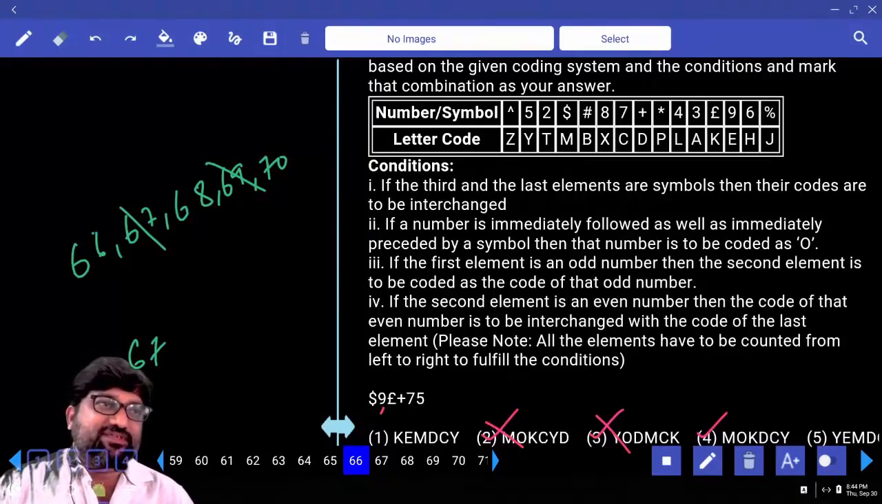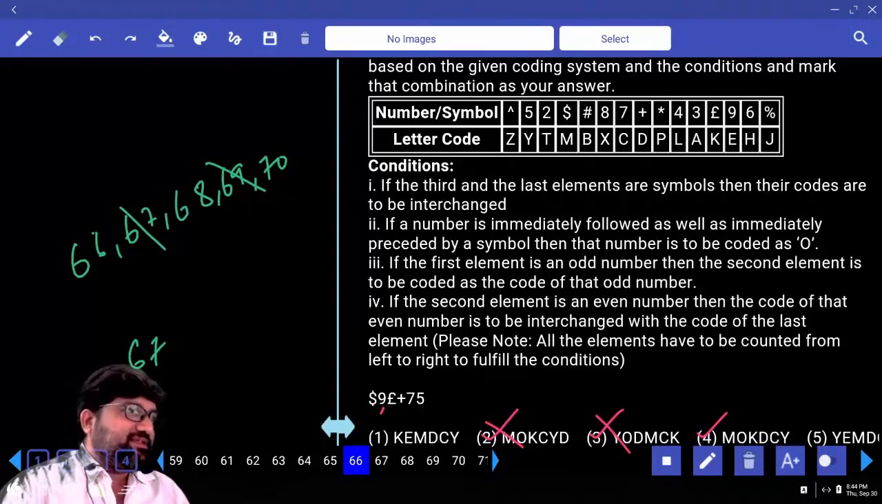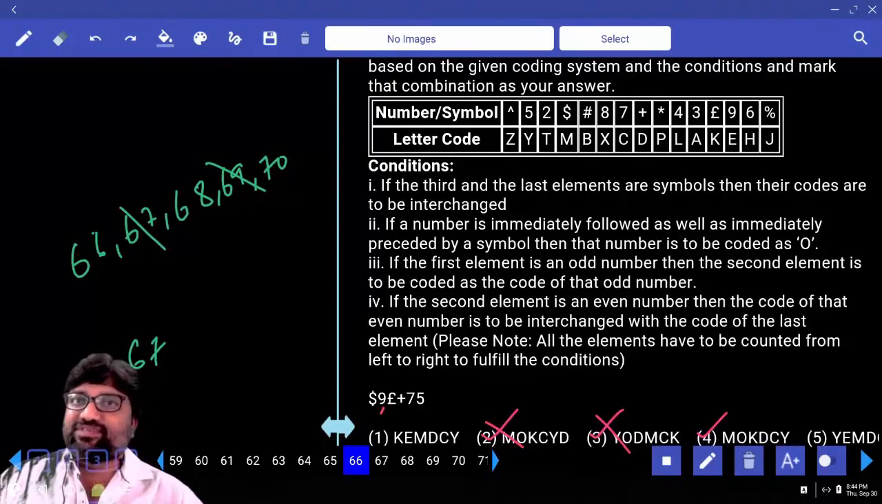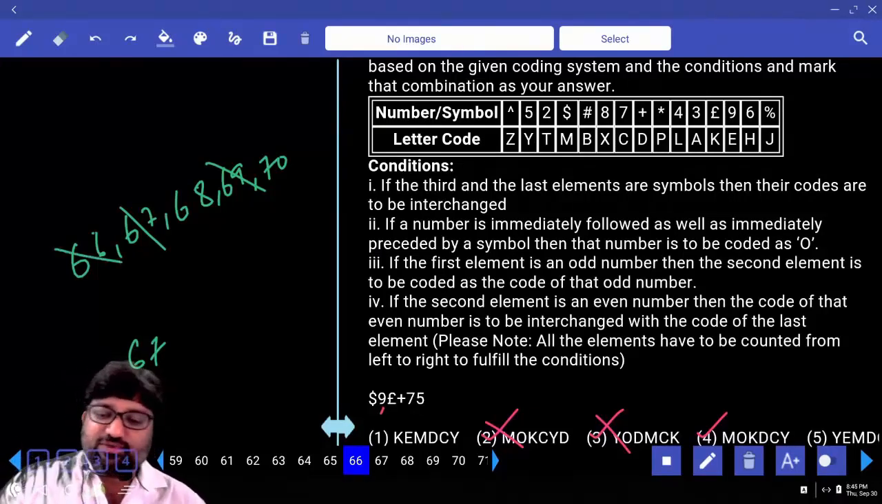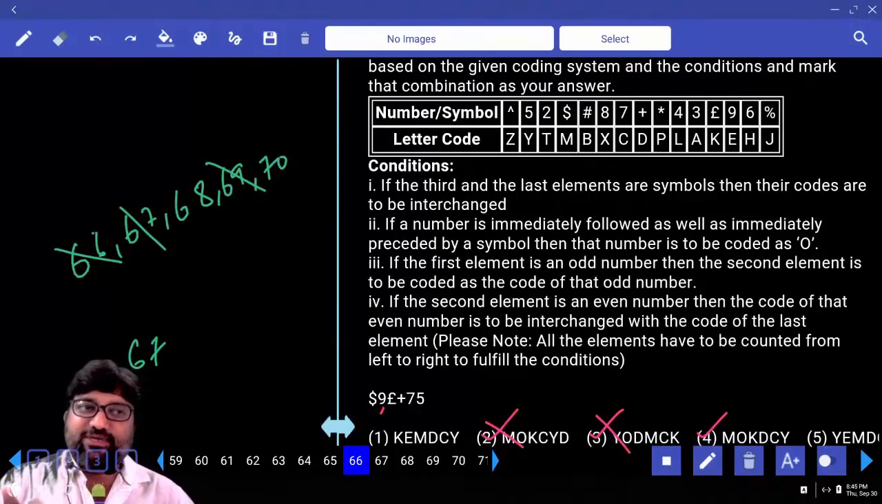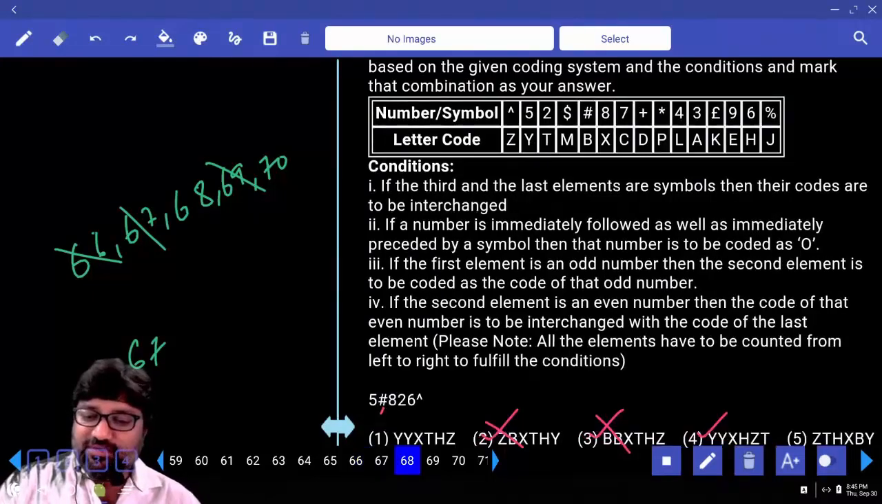Whenever "none of these" is not the answer, don't mark the answer by looking at these shortcut techniques. Never do that. Since "none of these" is not there in the options, we are going with these shortcut techniques. So 66 is also completed. Let me check 68 and 70, whether they fall into the category of the second rule.